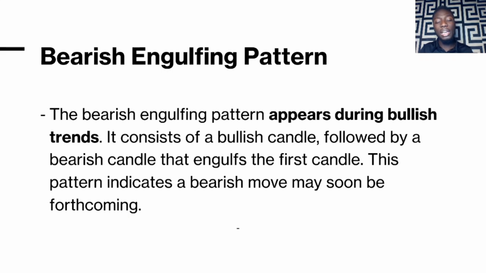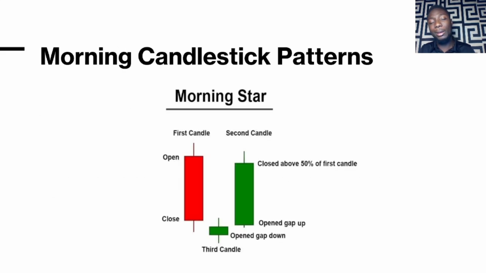So it's a bullish candle followed by a bearish candle that covers the body of that first candle, which is the green candle. This pattern indicates a bearish move may soon be forthcoming. This is my second favorite candlestick pattern, which I use the most.